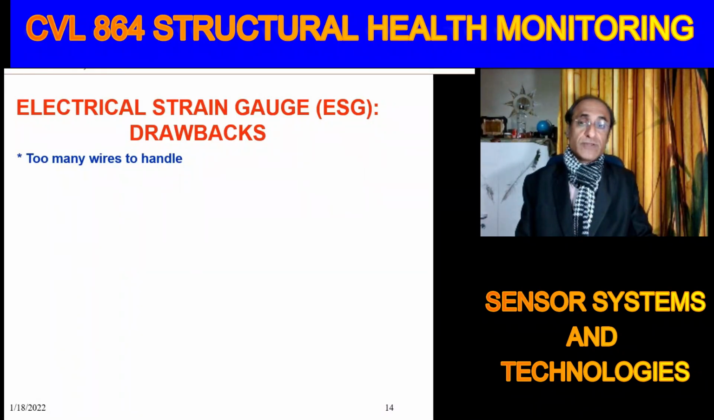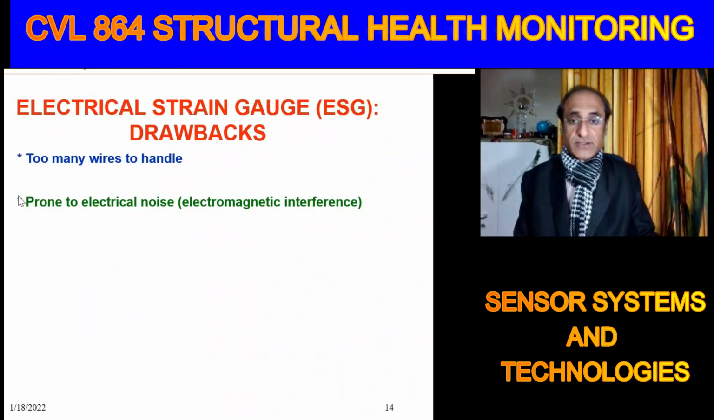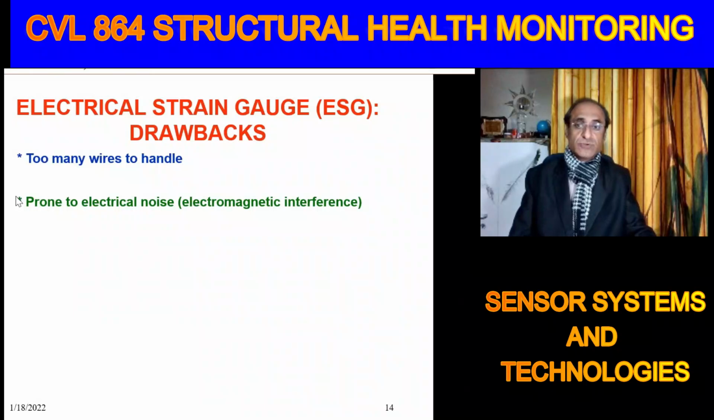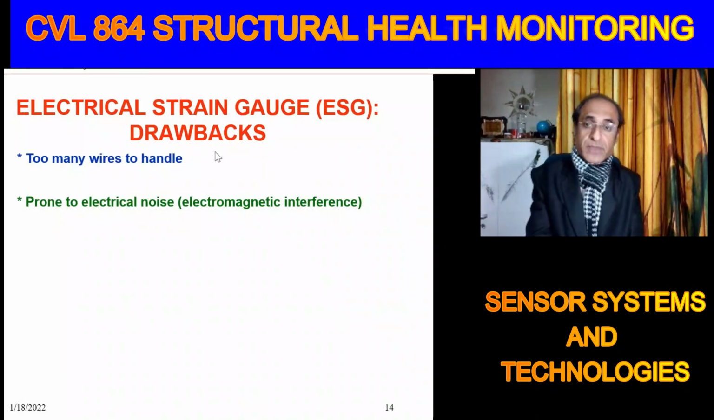Now this would be not just limited to the electrical strain gauges. So we will have to deal with wires unless we have a wireless system. Generally electrical strain gauges work with wiring. So if we have n number of strain gauges, that means we have to deal with n wires also. Then they are prone to electrical noise because they are using the electrical principle. So if there is any electromagnetic interference, then that will also lead to noise. And in fact, if we are doing dynamic measurements, then that noise will have a higher impact.